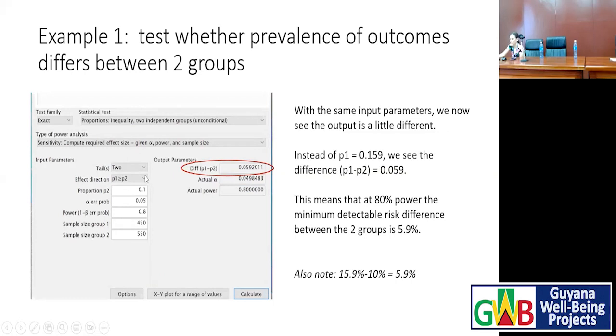So we could keep all of the input parameters the same after we changed our request to difference instead of the prevalence, and calculate. Then we see that instead of 0.159 we have 0.059, and that's because instead of the prevalence in one group, we calculated the difference between those groups, which is roughly 6%. And you can see that if we calculate it all out, 15.9% minus 10% is the 5.9 that we see here.